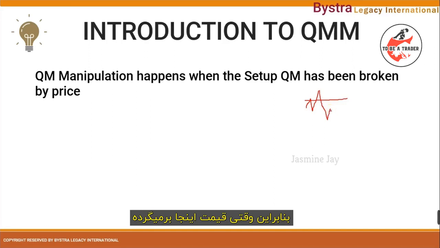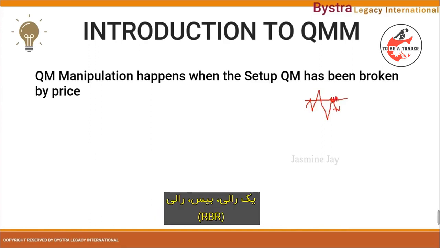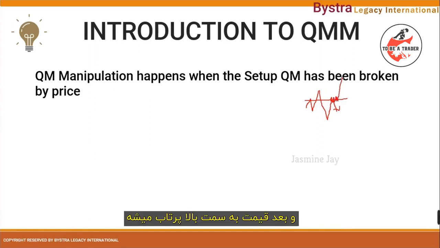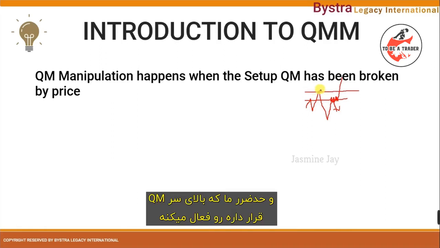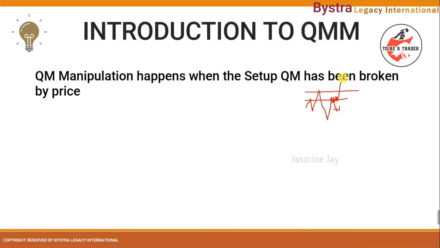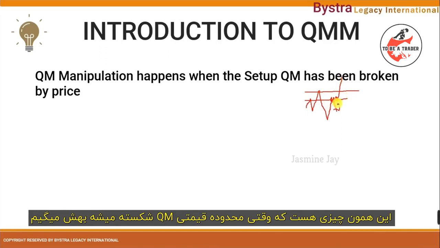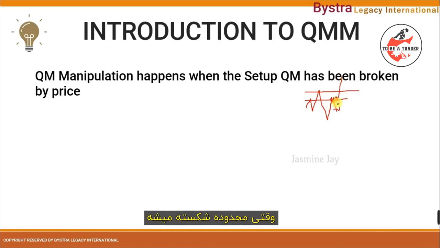However, when price comes back here, it doesn't straight away go down. It makes a base here. It makes a base, rally, base, rally, and then price shoots up and hits our SL on the head of this QM. So this is what we say when the QM has been broken by price. Once the price has been broken, there is a base alongside the left shoulder, and this will be a good chance for us to counter back on the continuation for buy.